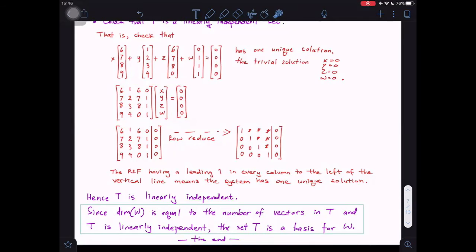So we have shown that T is linearly independent since the dimension of W is equal to the number of vectors in T, 4, and we have just done the computation to show that T is linearly independent. We have 2 out of the 3 conditions that we need to show that T is a basis. So T is a basis for W.